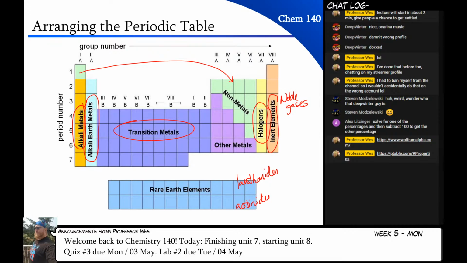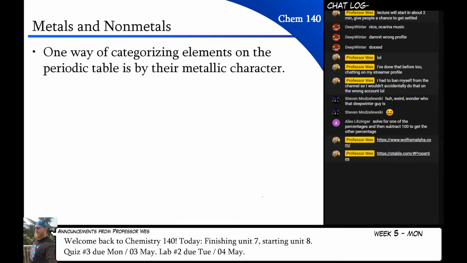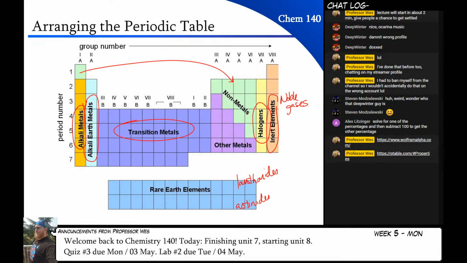But yeah, use these categories for this next activity. Oh, we're going to talk about metals right now. When I ask you to describe stuff.